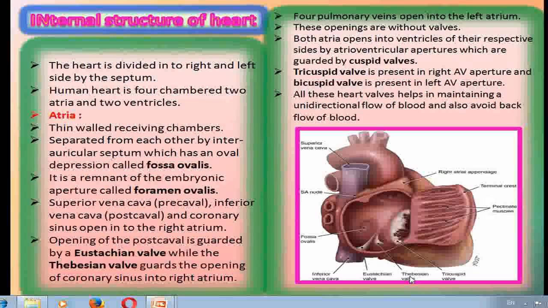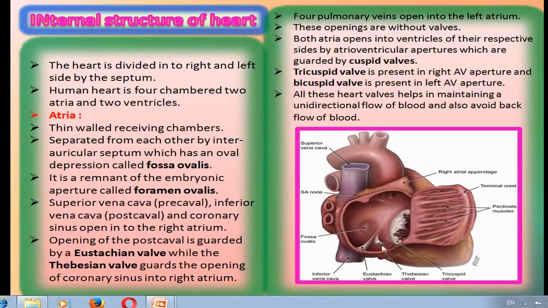Then the second valve, which is called the Thebesian valve, guards the opening of the coronary sinus into the right atrium. The Thebesian valve is the caudal remnant of the embryonic sinoatrial valves. Its role in normal physiology is not known, and some believe that it may prevent the regurgitation of blood into the sinus during the contraction of the atrium.